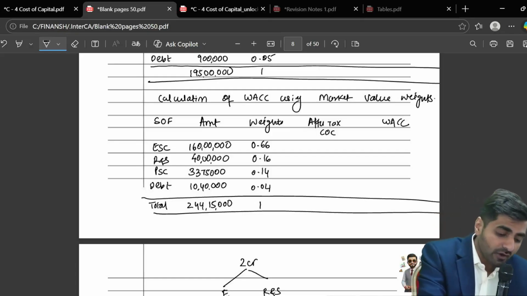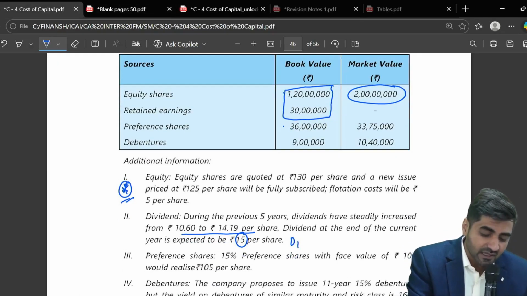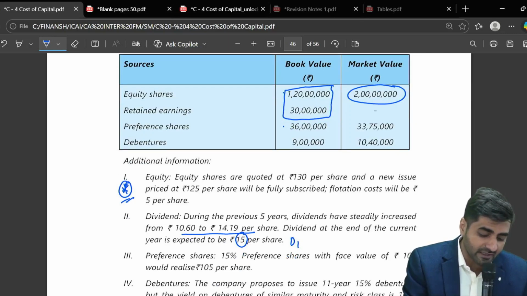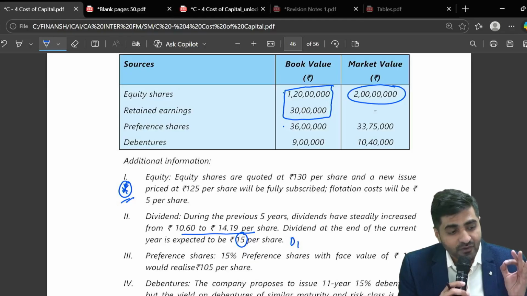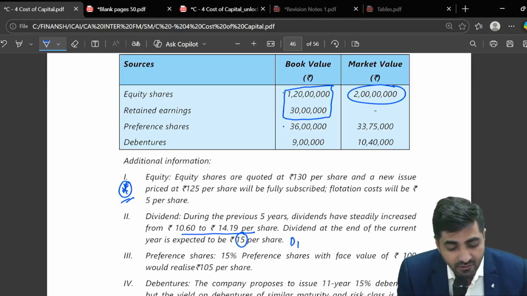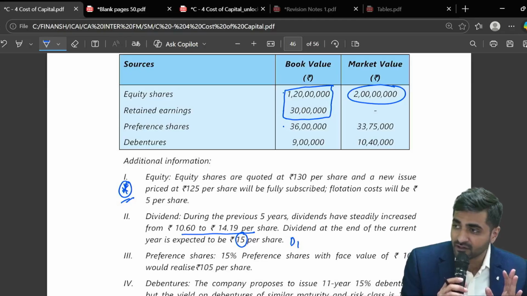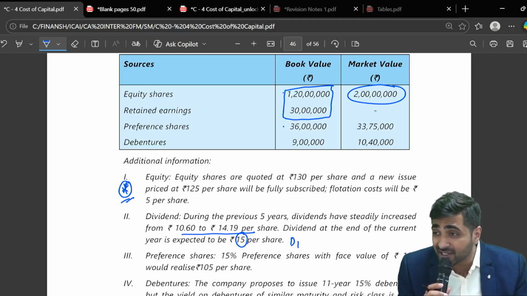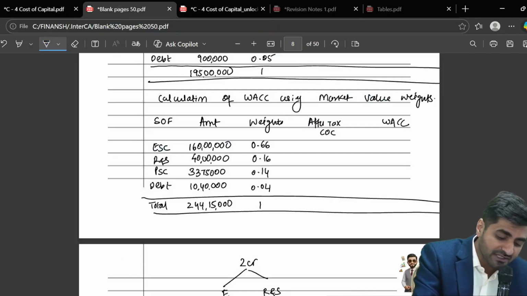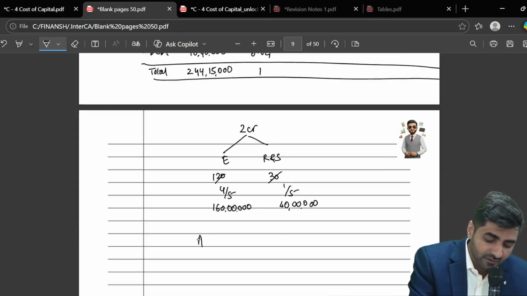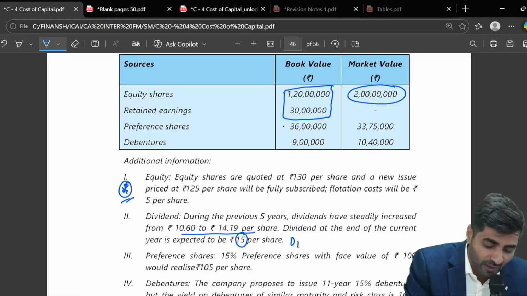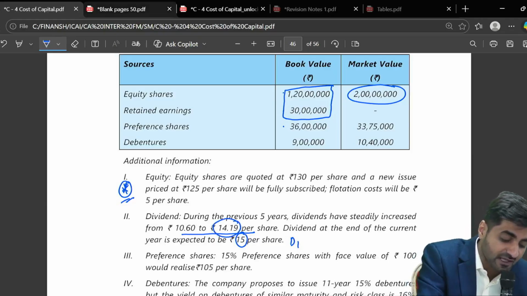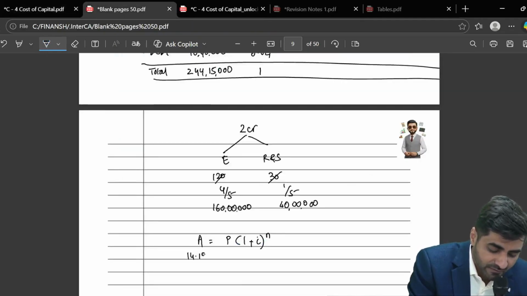Now in this particular question, the first thing is they have not given you the growth rate directly. They have just told you that during the last 5 years, dividend has increased from 10.6 to 14.19. But have they given at what rate it is increasing? No. So can you please tell me the formula for amount? Can I say A is equal to P into (1 plus i) raised to the power n? So here, after the end of 5 years the amount is going to be 14.19.